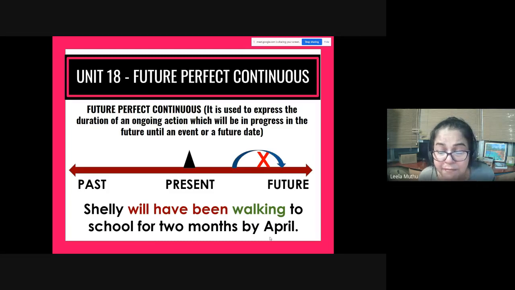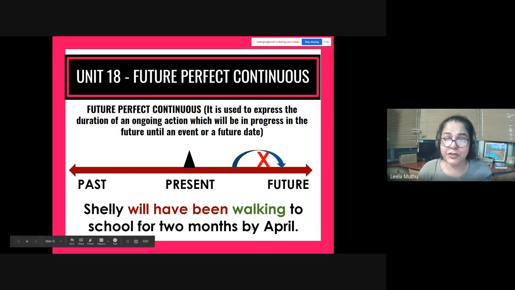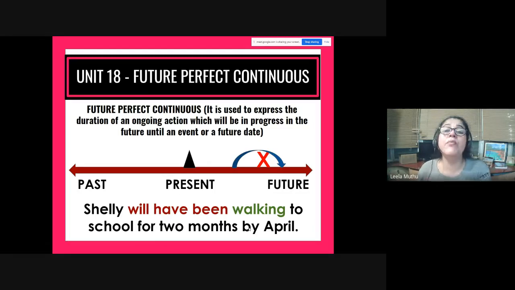Shelley will have been walking to school. So you know it's subject with will have been or shall have been. Okay, so Shelley will have been walking to school for 2 months by April. So here it is saying, see, ongoing action which will be in progress in the future, which will be that she will have been walking to school until an event or a future date. The event is April. So it's showing us how long she would have been walking. So she will have been walking to school for 2 months by April.